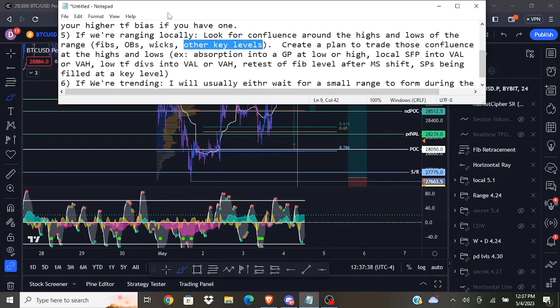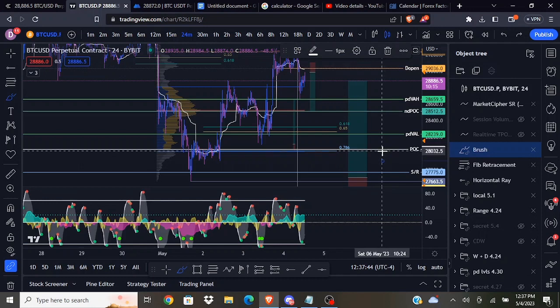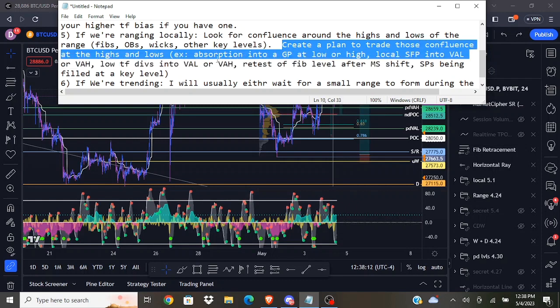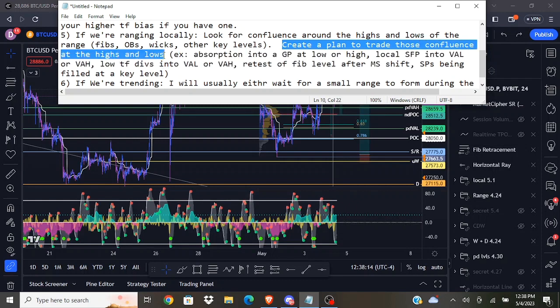If your higher time frame key levels are lining up inside this range, then use that as confluence. For example, the point of control of the larger range is right around the value area low of this local one. And from there, I create a plan to trade those confluences at the highs or the lows, or I should say usually at the highs or the lows.